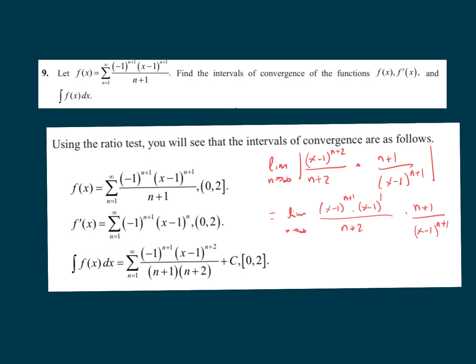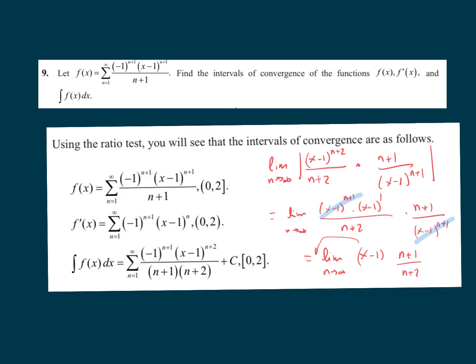And now cancellation happens. This will cancel with this. So it will be the limit when n goes to infinity of what? Of x-1, which can go out of the limit, multiplied by the limit of n+1 divided by n+2.